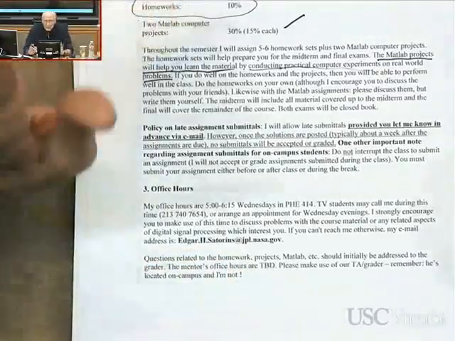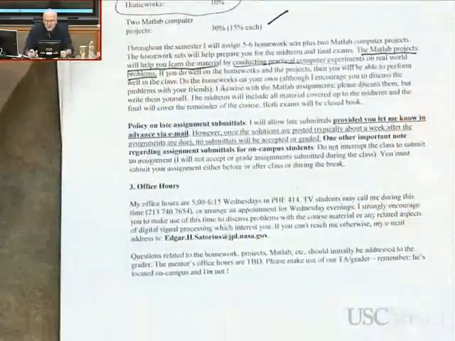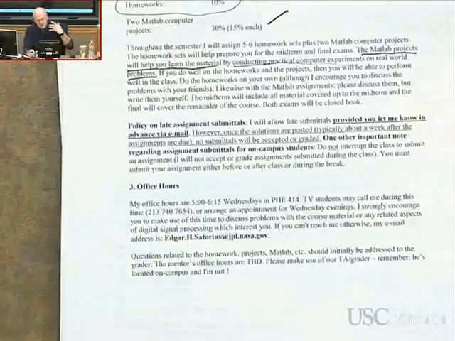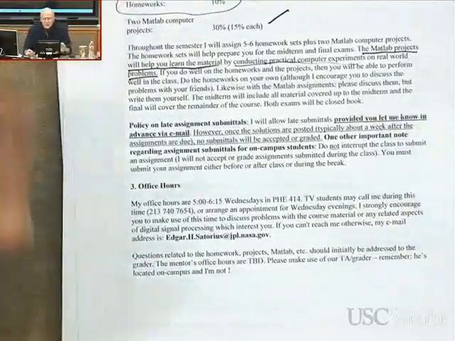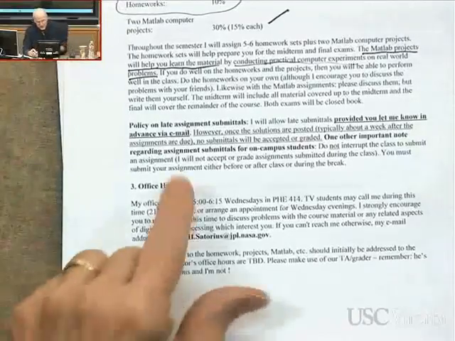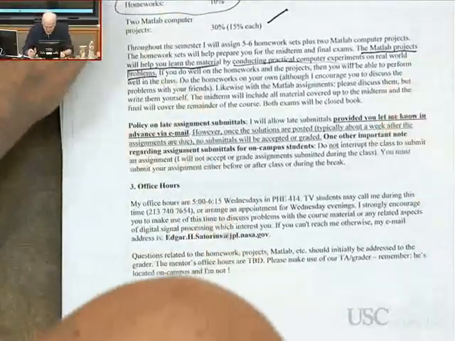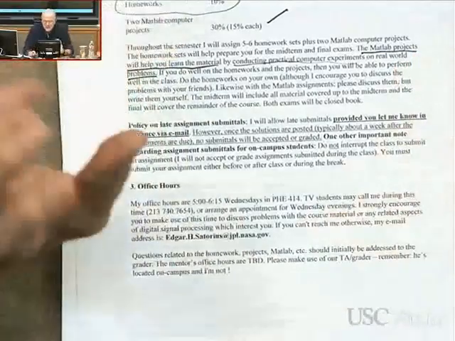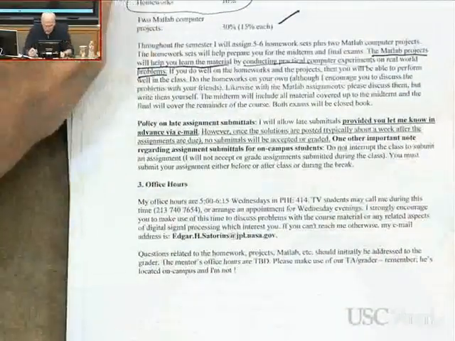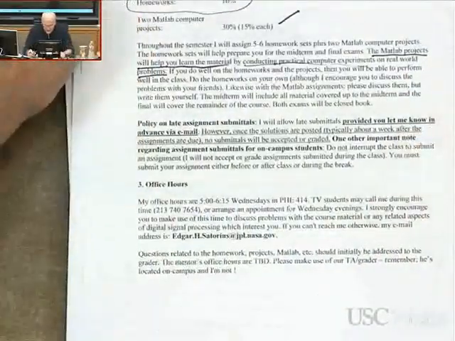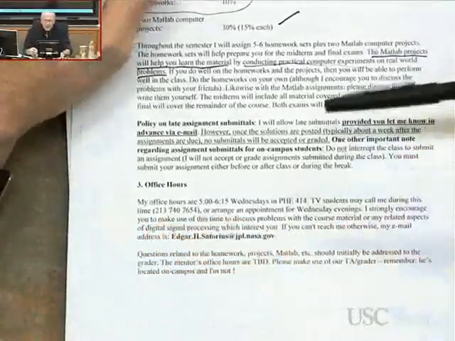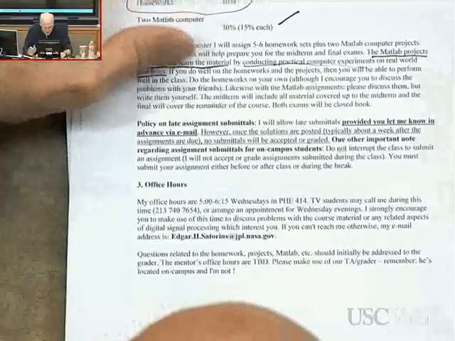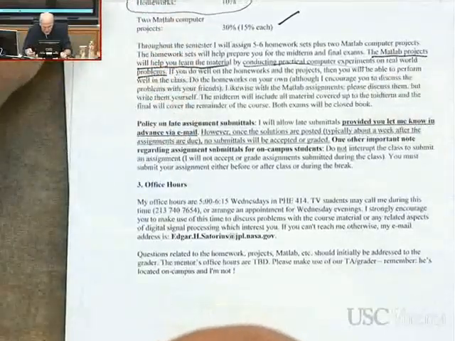And also, when you send the email and ask, hey, is it okay, professor, if I submit my homework late, also tell me when you are going to submit it, which people haven't done in the past. Hey, professor, I need 2 more days. I need 3 more days. Okay, that's all I ask. If you do that, then you can submit the homeworks or the projects late under that condition.